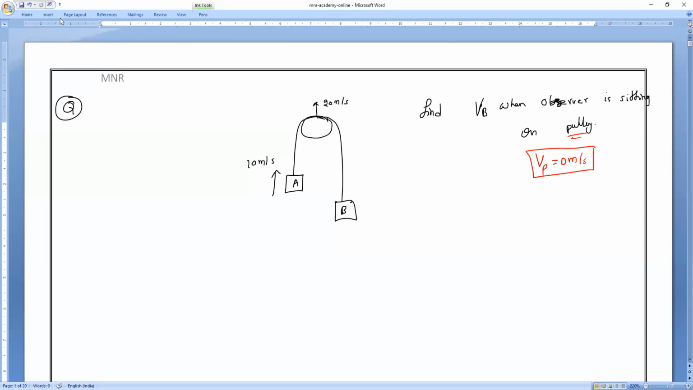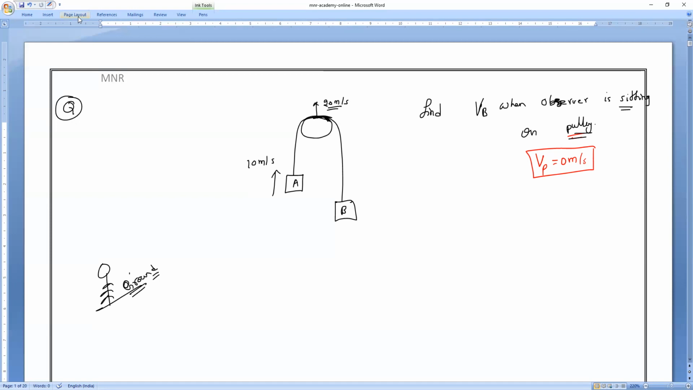Now, if you want to find the velocity of body B when the observer is sitting on the pulley, first of all you should know the velocity of body B when the observer is observing from the ground. Am I right or wrong, guys? Yesterday's class, I remember that both the bodies' velocities we knew when the observer was observing from the ground. Only then we considered that he is on the pulley, so we took the velocity of the pulley in the reverse direction. Am I right or wrong? All of you? Yes, sir.